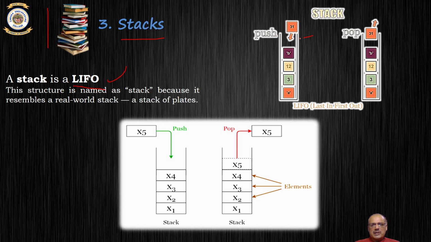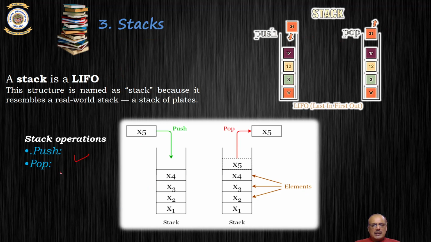The insert operation is called the push operation, and we say we push the data into the stack. The delete operation, which happens at the same end, is called the pop operation. So the data which goes in last has to be retrieved first. That is why it is called last in first out. The elements which get accumulated in the stack are called the elements of the particular stack. So fairly simple.